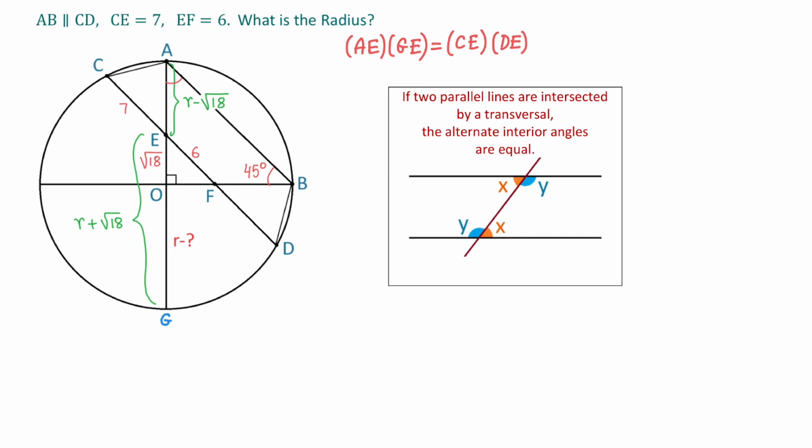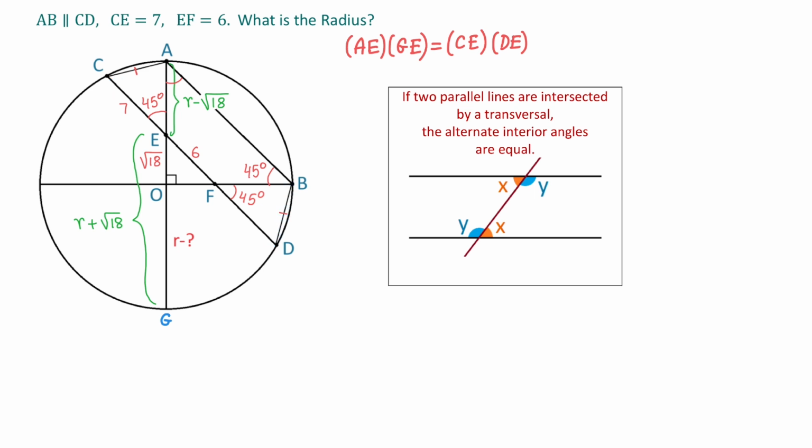So the angle AEC is also 45 degrees. Also, this angle will be equal to this one. So the angle BFD is 45 degrees. Next, AC and BD are equal. And this is because parallel chords always cut equal arcs. And if the arcs are equal, then the chords are also equal.